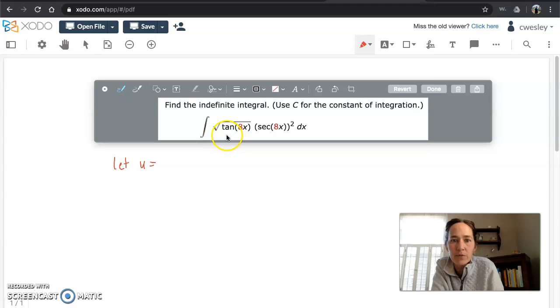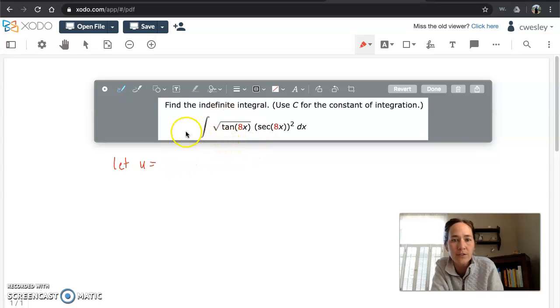So this is where I'm a little bit stumped. I'm wondering, should u be tangent of 8x because it's inside of a radical? Should u be 8x because that's the absolute innermost part of the function? Should u be secant of 8x because that's also kind of inside, inside of being squared? Well, you know what? It's one of those three choices, and we might have to try a couple before we get to the right one.